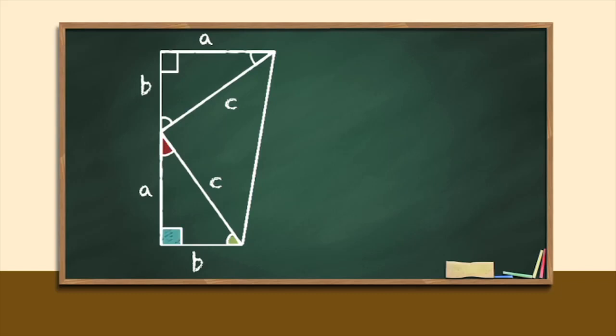According to the theorem that the sum of interior angles of a triangle is 180 degrees, the sum of the 2 acute angles equals 90 degrees. That means these 2 angles equal 90 degrees. Also, according to the theorem of adjacent angles on a straight line, we know that this angle is 180 degrees minus 90 degrees, resulting in 90 degrees.